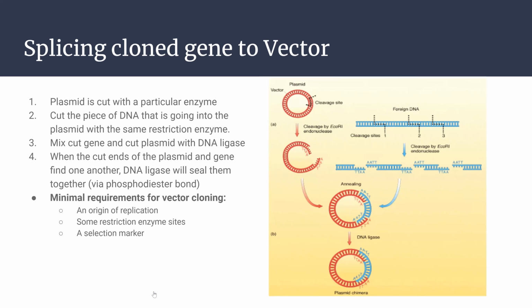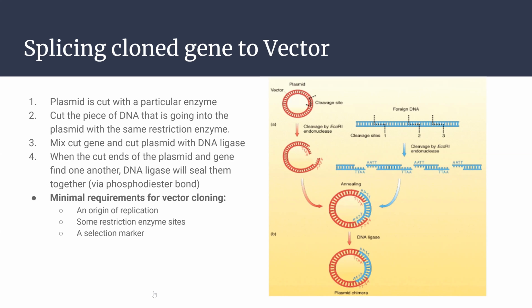Step three, they mix the cut gene and the cut plasmid with DNA ligase. And in step four, the cut ends of the plasmid and the gene will find one another, and the DNA ligase will seal them together. They seal them together by making a phosphodiester bond in the backbone.